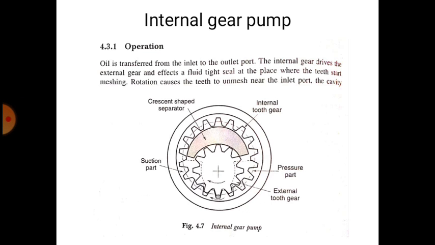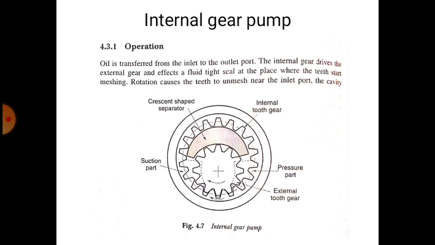Low pressure oil from the inlet port is converted into high pressure oil and sent through the outlet port as follows. The internal gear drives the external gear and effects a tight seal where the teeth are meshing. Rotation of the gears causes unmeshing near the inlet port. The cavity volume increases and suction occurs. So here also, as unmeshing takes place, volume goes on increasing and suction takes place.